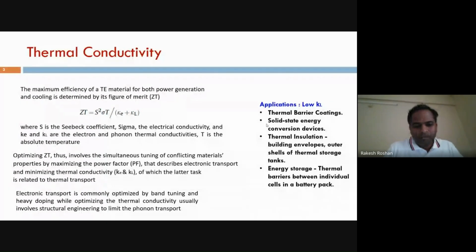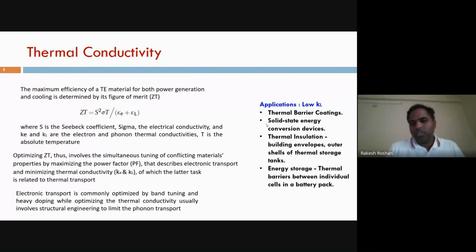So here there are two things, Ke and KL. We can work with either of them. Ke deals with the electronic transport, and KL deals with the phonon transport, which is what we call lattice thermal conductivity, caused by heat transport through phonon movement. I worked to lower KL in the current work that I'm presenting. Electronic transport you can generally optimize by band tuning and by doping. Whereas for thermal conductivity, you can do structural engineering and limit the phonon transport. You can slow down these phonons.